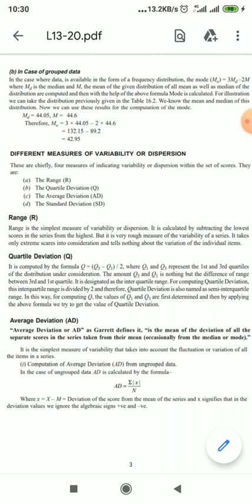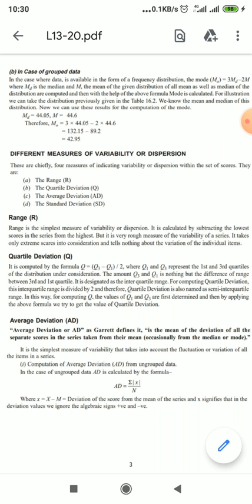Today I will discuss the different measures of dispersion. Dispersion is divided into four parts. First is known as range, denoted by the symbol R. Second is known as quartile deviation, denoted by the symbol Q. Third is known as average deviation, denoted by the symbol capital AD. And fourth one is known as SD, that is standard deviation.